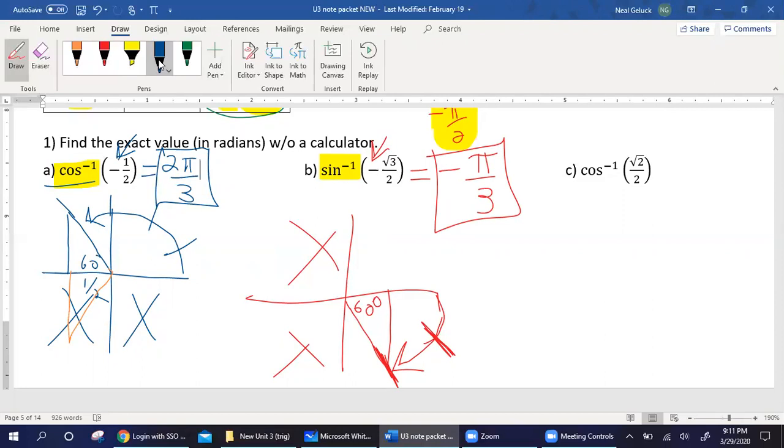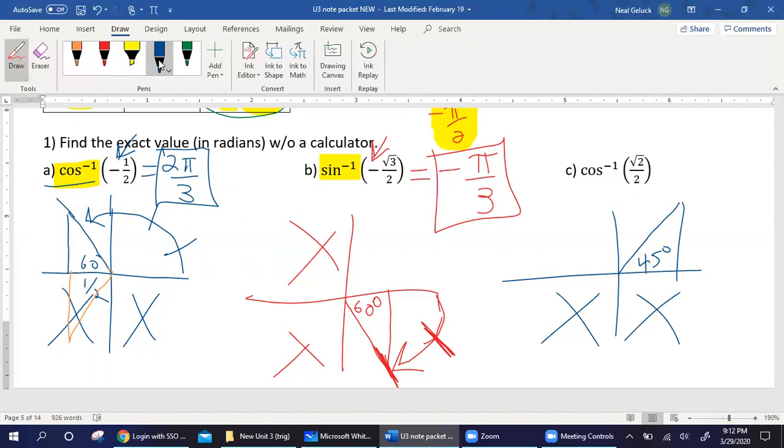On letter C, inverse cosine again. So again, before I even look at the number, I go, all right, inverse cosine crosses out the bottom. I ask myself, what angle would give me an adjacent of root 2 over 2? Well, that's conveniently the 45. And since it's positive, I must be in the first quadrant. I know the adjacent length is root 2 over 2 for this one right there. So the final answer is, what is that angle? That angle is pi over 4.